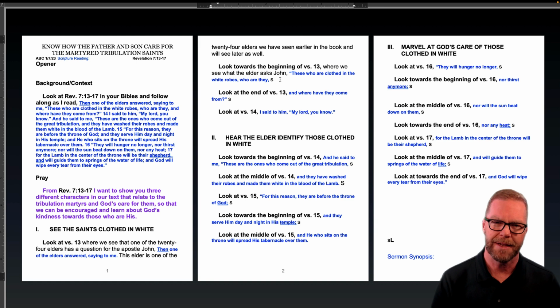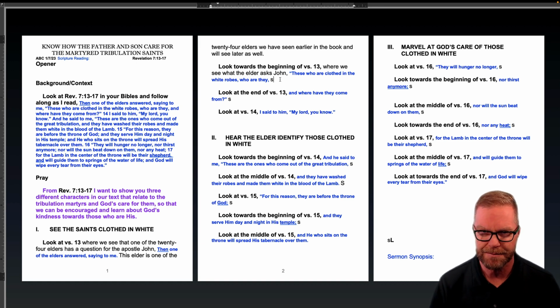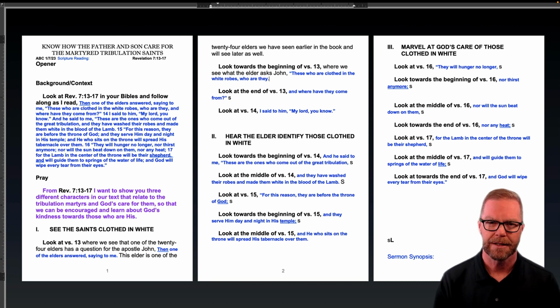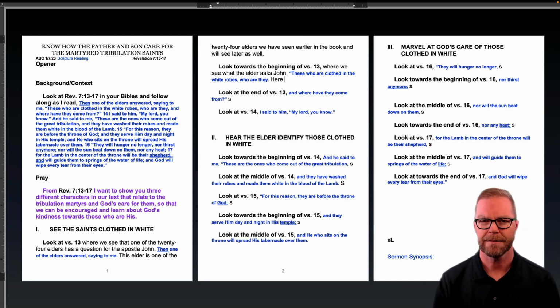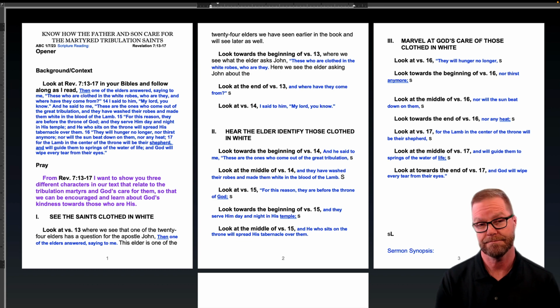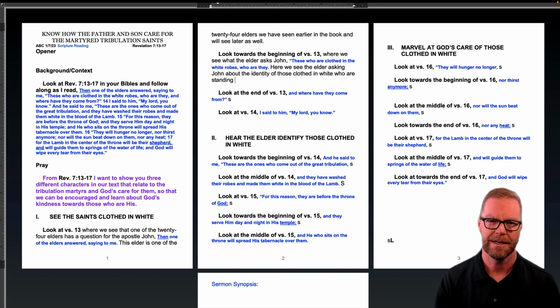I don't need to comment on who are they separately because it relates to this, and so I'm just going to comment on that. Who are they? Now, right now, here we see the elder asking John about the identity of those clothed in white who are standing before the throne.